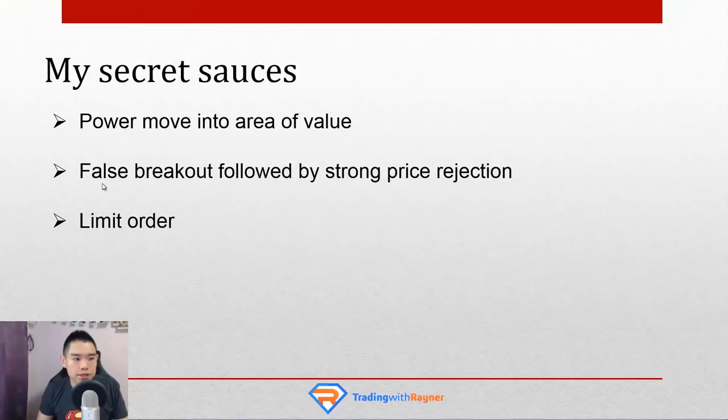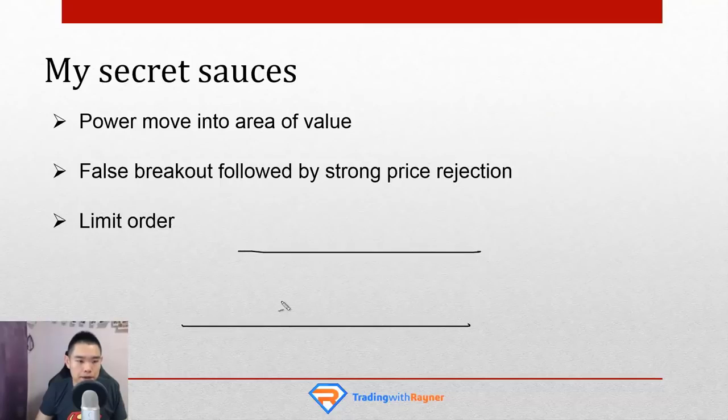Okay, another one, it's false breakout followed by strong price rejection. So what I like also to see is that the price breaks out of a key market structure and then gets rejected strongly. So let's say something like this, okay? Let's say price breaks out of resistance and it gets rejected strongly and closes back within the range.